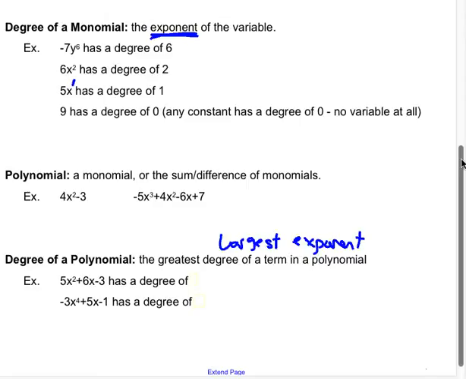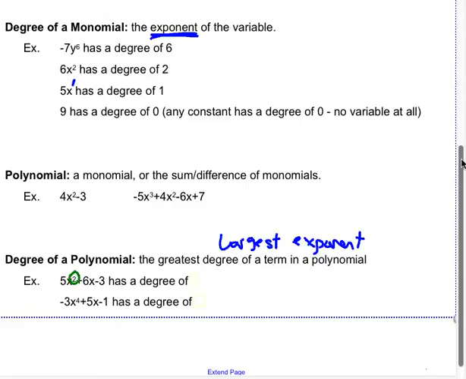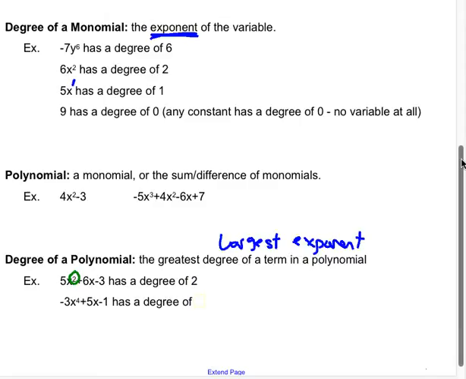So that first one, 5x squared plus 6x minus 3. Well, here is the largest exponent, that 2. Therefore, the degree is 2. -3x to the fourth plus 5x minus 1. Again, I identified the largest exponent, so this time it is 4, so the degree is 4. So none of this is difficult. All of this you've actually seen before, but we just want to make sure we have that refresher so we have that common language as we keep moving forward.